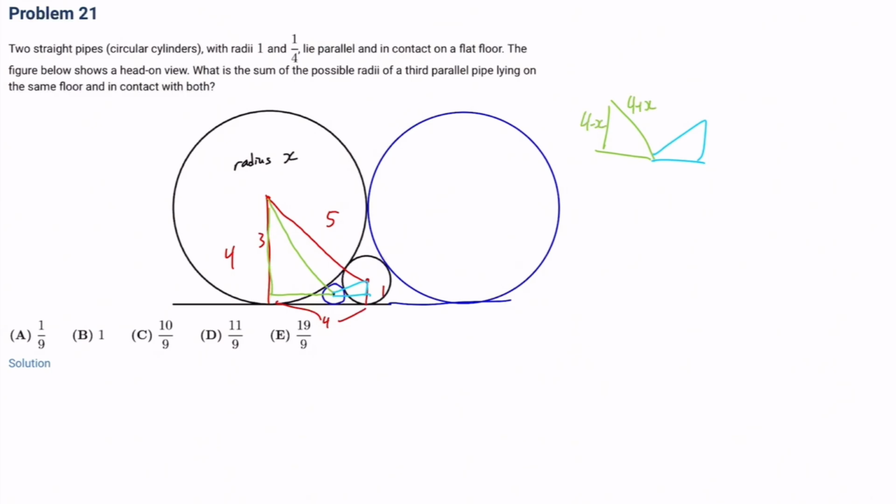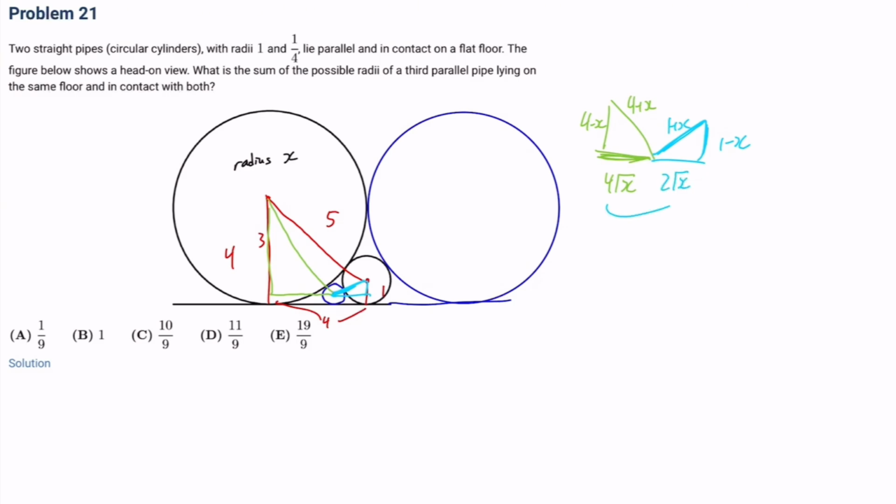And so that means this is going to be square root of 4 plus x squared minus 4 minus x squared, which is basically 16x. So that's going to be 4 root x. And in the same way here, this is going to be 1 plus x. This is going to be 1 minus x. And so this is going to be root of 1 plus x squared minus 1 minus x squared, which is 2 root x.